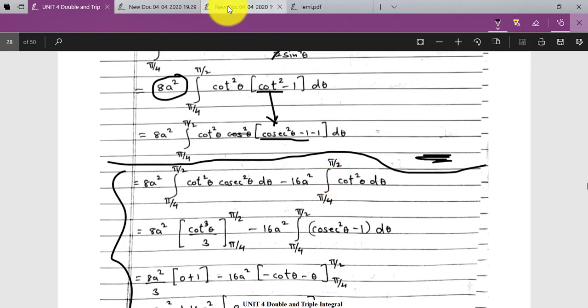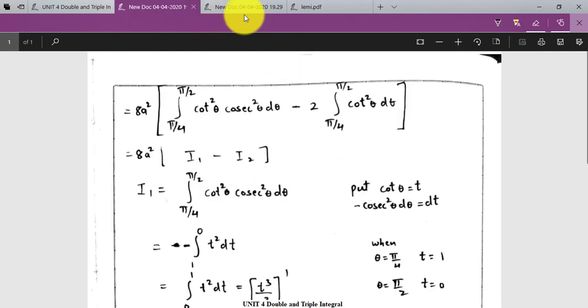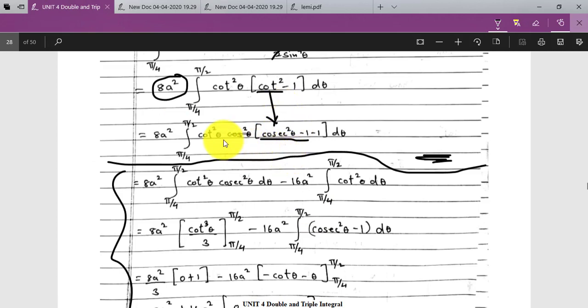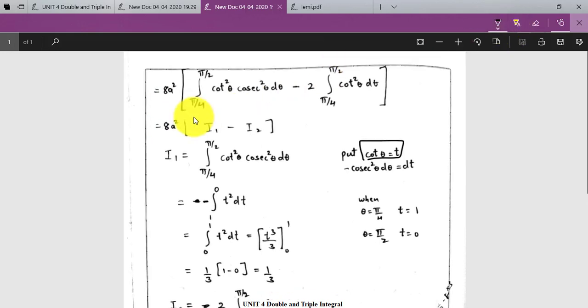So I have again rewritten this. See here, this equation has a 2 over here, right? So I will take this, and then I will multiply this here, so it becomes cot squared theta into cosec squared theta. This minus sign from here I will take outside, and here it will be 2, so 2 also I will take outside and multiply over here, so it is cot squared theta. So thereafter, this will be your equation. Fine.